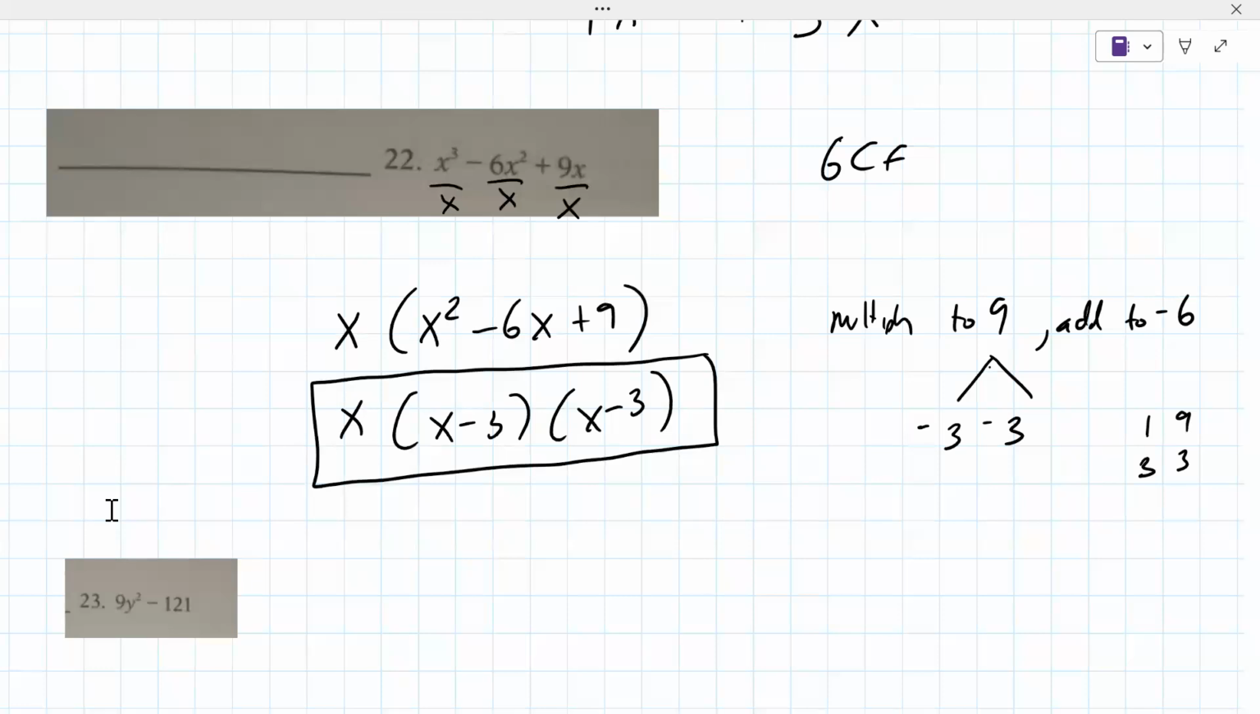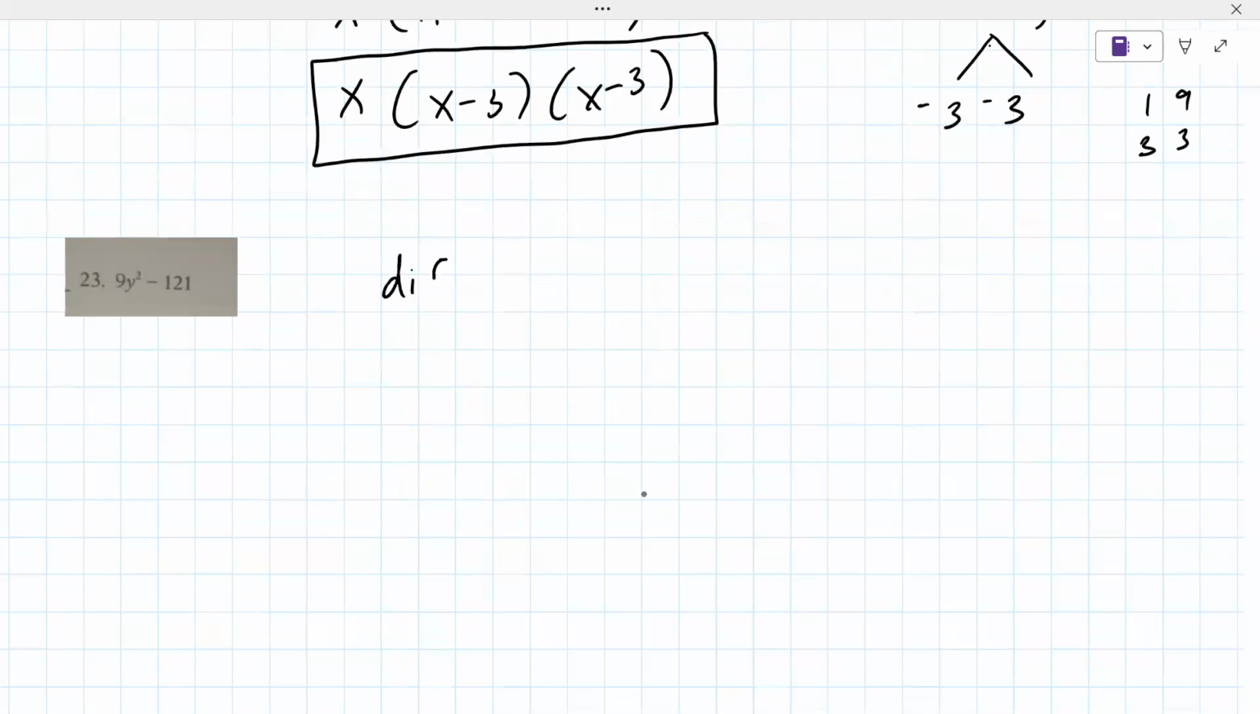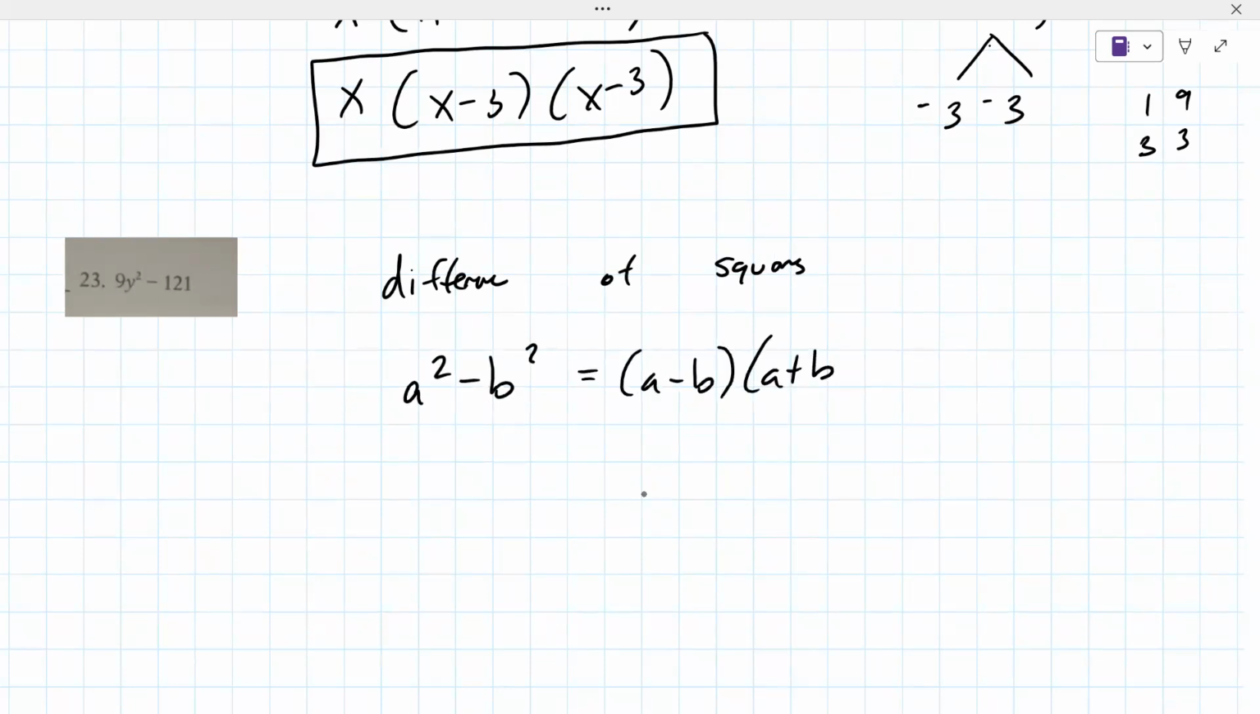All right, so 23 here is difference of squares. Do you remember us talking about that previously? Cubes, not so much squares. I think we did do a squared minus b squared. Yes, I remember something like that. It'd be two numbers. This becomes a minus b, a plus b. You've got to have this formula down.